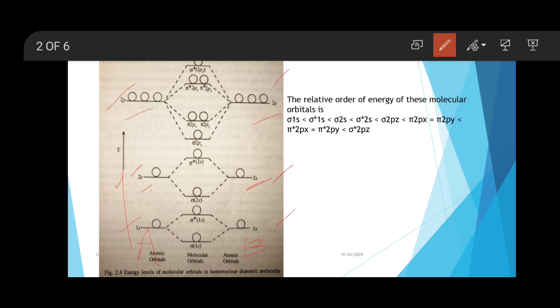Okay, so the 1s orbital of A atom and the 1s orbital of B atom, if they combine, then two orbitals will be formed. One will be sigma 1s, another is sigma star 1s. Everybody understood? I will again write.